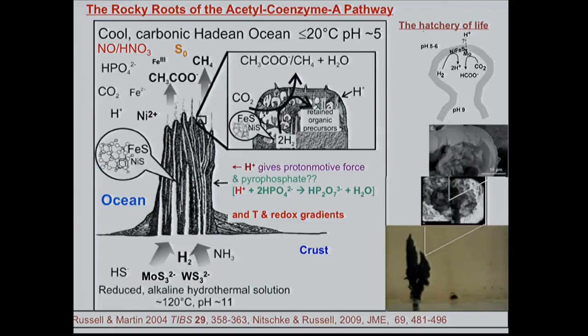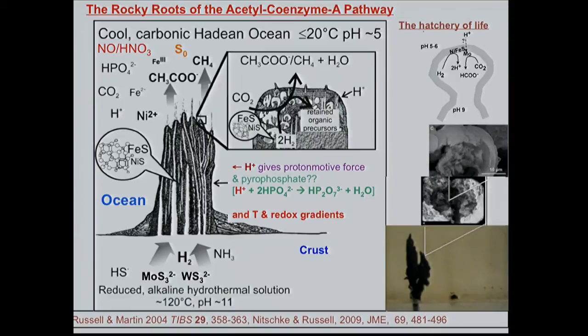So putting the whole thing together again, making it slightly more reasonable to look at. Here's our hydrothermal mound, submarine hydrothermal mound. It's being fed with hydrogen sulfide, hydrogen, ammonia, molybdenum, tungsten, up to 120 degrees centigrade, pH 11, coming into this somewhat acidic ocean with all these electron acceptors on the outside and the metals and phosphate. And precipitating mineral structures that are rather similar to the active centers of enzymes.